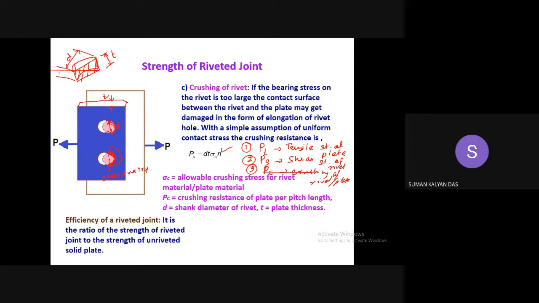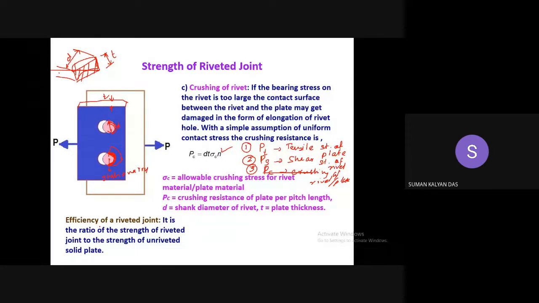Now, based on these three strengths, I can define the efficiency of a riveted joint. So I have given you some idea about how the efficiency of a joint is calculated. So based on this, I can make the calculation.